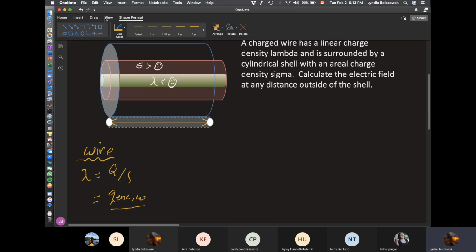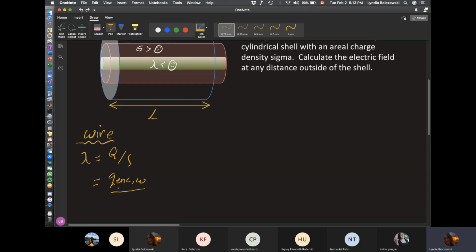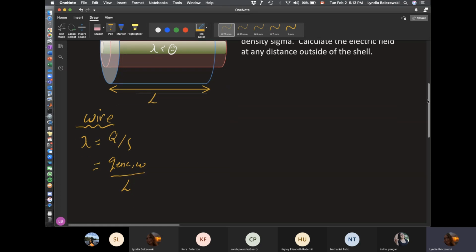And so that's the length that we would use, because that's the length that is limiting what charge we're looking at in the wire. So the charge enclosed from the wire is divided by L, the length of our Gaussian surface. And I guess that's lambda there. So we can say the charge enclosed from the wire is equal to lambda times the length of our Gaussian surface. And I see that in the chat, so nicely done.